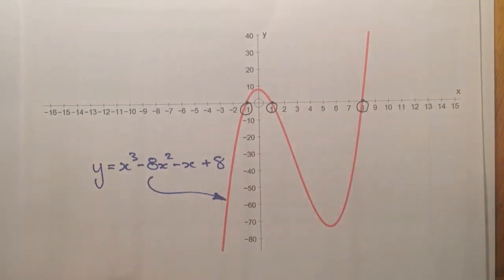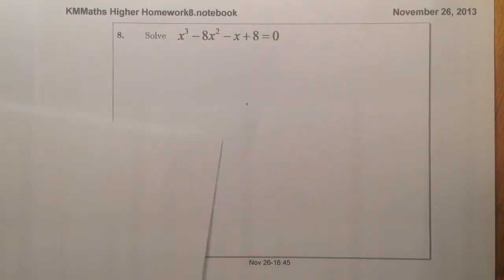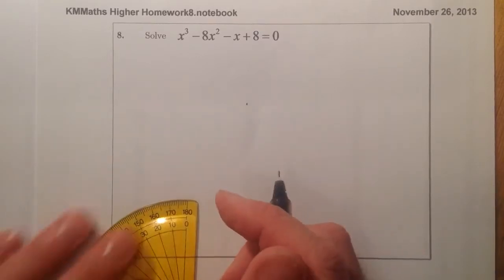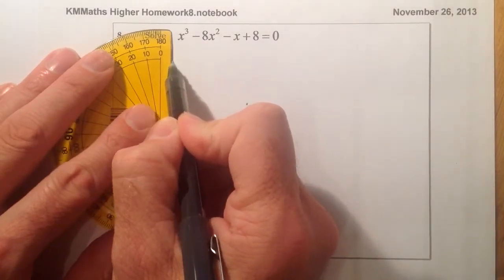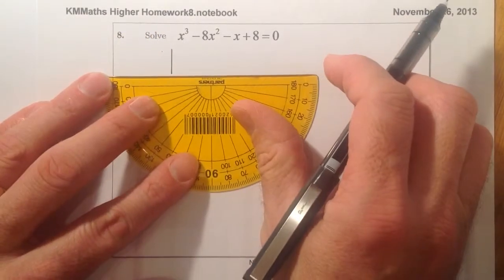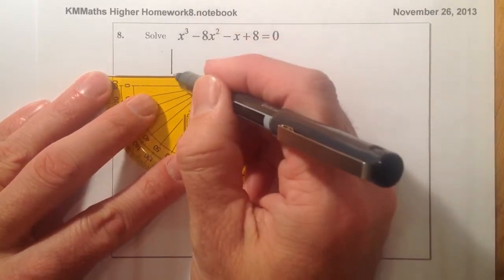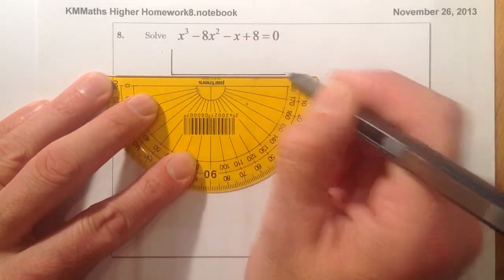When you're doing this in the exam, you won't be getting a graphical representation. So what you're going to be trying to do is solve this using some other method. We're going to start off by using some synthetic division to try and work this one out. First of all, I'll just draw up a box that will help me with my synthetic division.